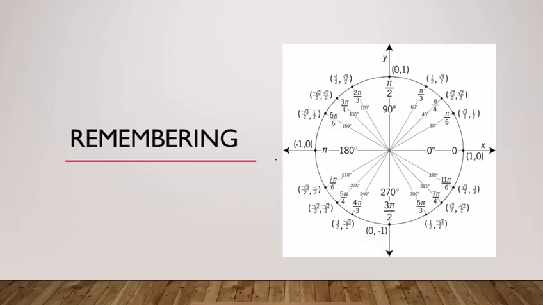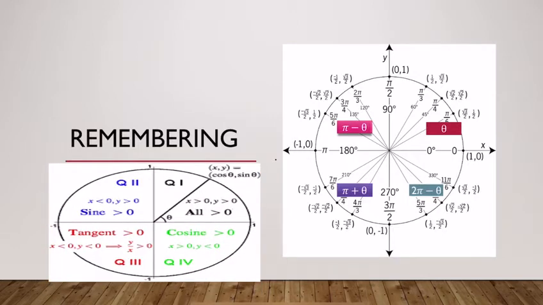And also we need to remember the unit circle and how to get the reference angle. For the first quadrant it will be only theta. For the second quadrant it will be pi minus theta. For the third quadrant it will be pi plus theta. And for the fourth quadrant it will be 2 pi minus theta. And we know in the unit circle for the first quadrant all the trigonometric identities are positive. And for the second, sine only is positive. For the third, only tan is positive, and for the fourth, only cosine is positive.